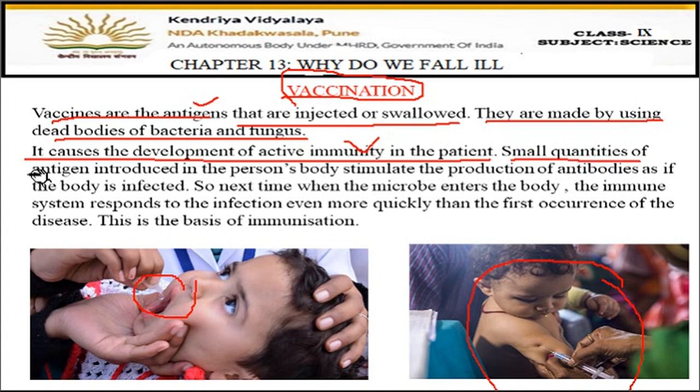Small quantities of antigen introduced into the person's body stimulate the production of antibodies. So once you have taken the antigen or the vaccine, the body starts making antibodies, as if the body is infected. The body is treating itself as infected because there are dead bacteria and dead virus inside. So the body starts producing antibodies.